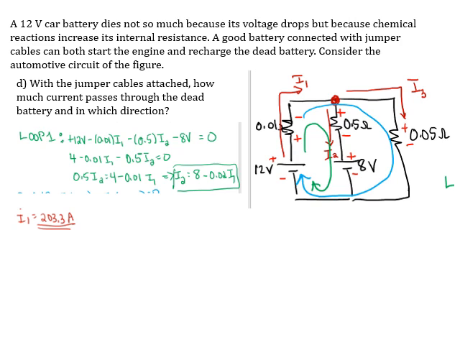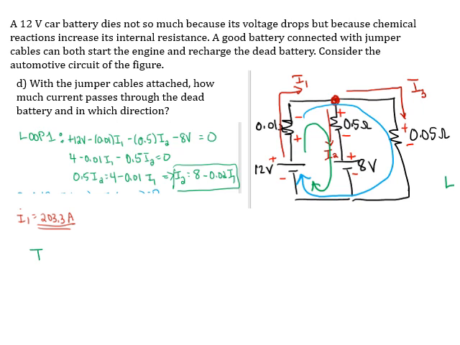So as it stands now, we've assumed that it goes downwards in that branch, so from the positive terminal of the battery to the negative. If we get a positive answer for our I2, we'll know that that's the correct direction. If we get a negative answer, we know it runs from the negative terminal to the positive.